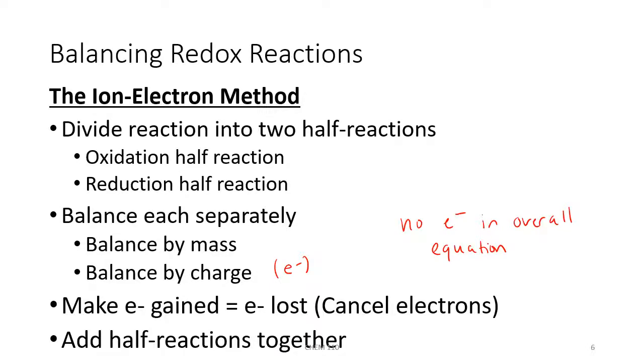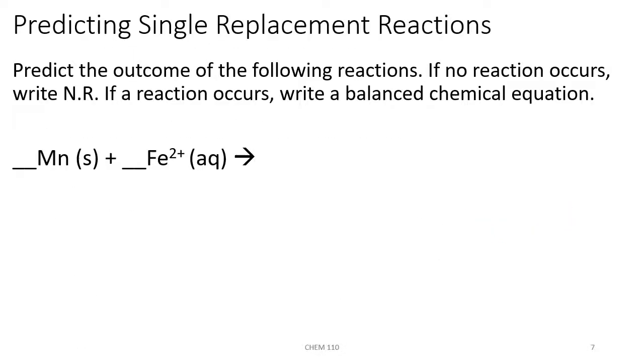Let's try a few examples. Predict the outcome of the following reactions. If no reaction occurs, write NR. If a reaction occurs, write a balanced chemical equation. So the first thing we have to do is use the activity series to determine if a reaction will occur in the first place. Can manganese replace iron 2+ in solution?